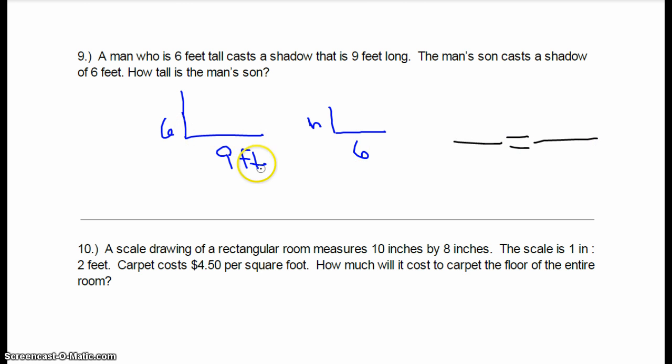I like to do height compared to shadow, so I do 6 over 9, the height compared to the shadow for the man, and then the height compared to the shadow for the kid. So we could take 6 times 6 divided by 9, and the height is 4 feet. Notice the labels.